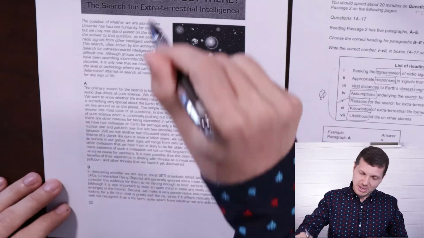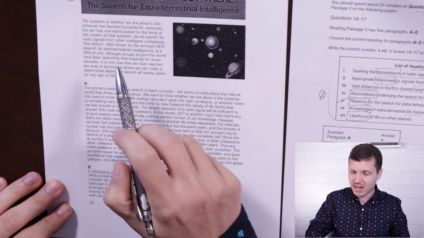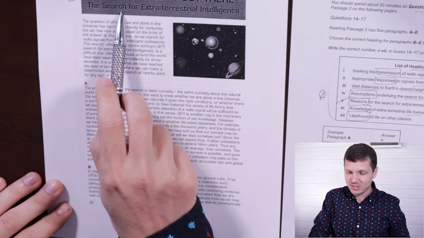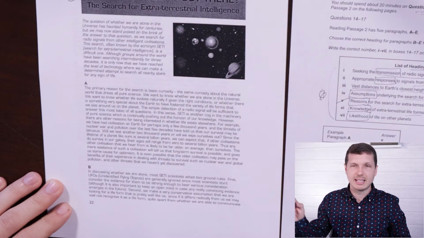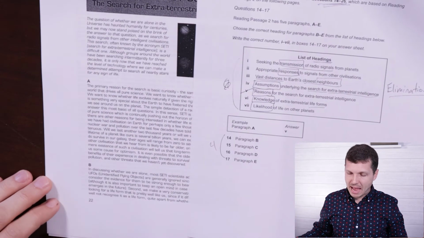Actually, there was a step we forgot to do. What was that step? Sometimes it's hard for me to teach and do the test at the same time. Step number 1, we went straight to step number 2, which is looking and reading the questions, doing keywords. But step number 1 is always read the title of the passage. We forgot to do that. Is there anybody out there? The search for extraterrestrial intelligence. All right. That is our passage title.